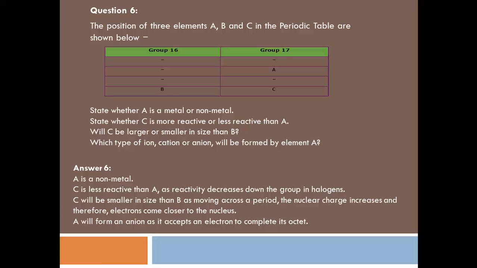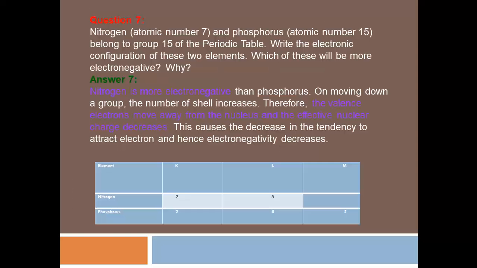Which type of ion, cation or anion, will be formed by element A? So element A is a halogen. Therefore, it will attract electrons. So it will form a negative ion. Negative ions are called anions. We'll move to question number 7.